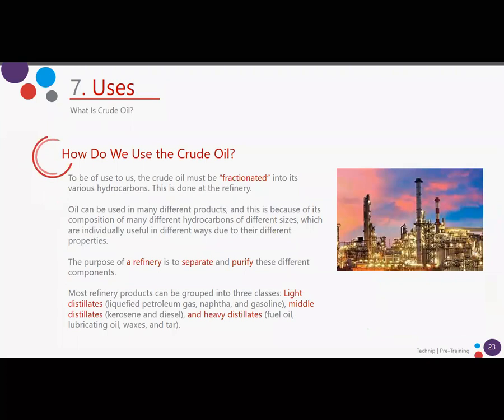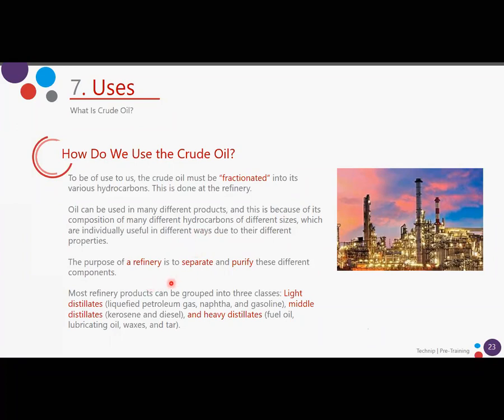How do we use the crude oil? To be used, the crude oil must be fractionated into its various hydrocarbons, and this is done at the refinery. Oil can be used in many different products, because of its composition of many different hydrocarbons of different sizes, which are individually useful in different ways due to their different properties. So the purpose of a refinery is to separate and purify these different components.